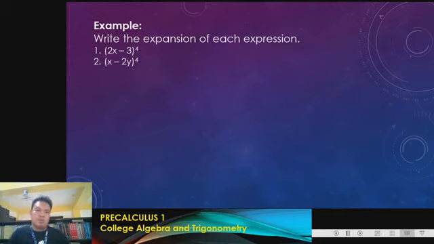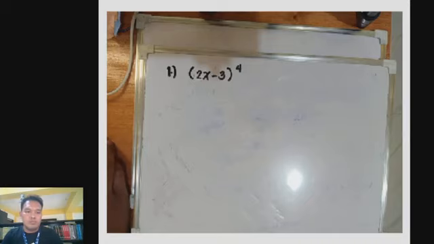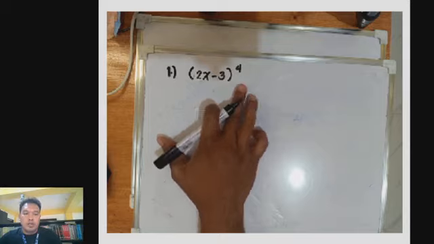So, we have example, no? Try natin i-solve yung dalawang problem. So, we have number 1, which is quantity of 2x minus 3 raised to 4. So we have 2x minus 3 raised to 4.